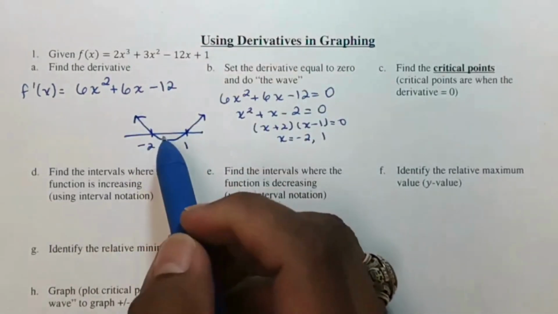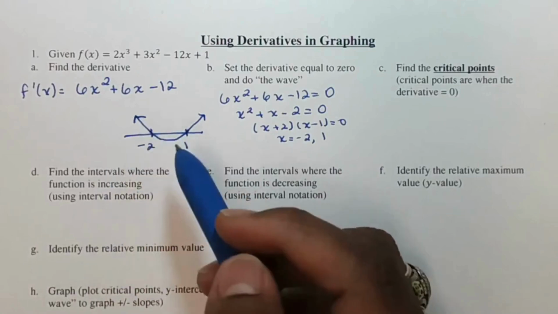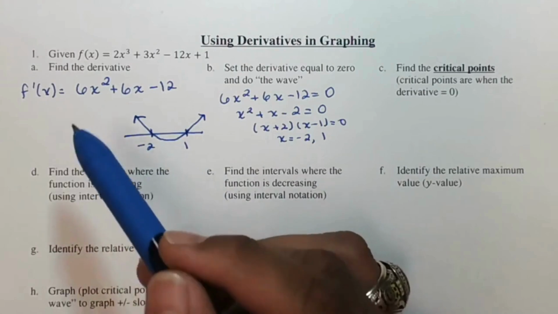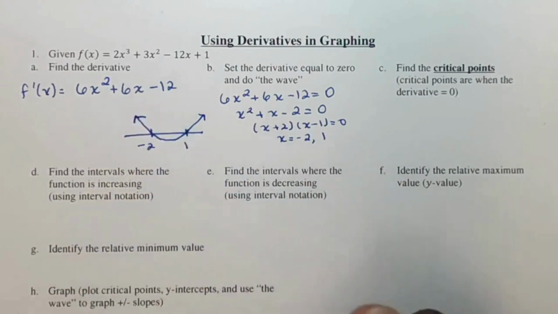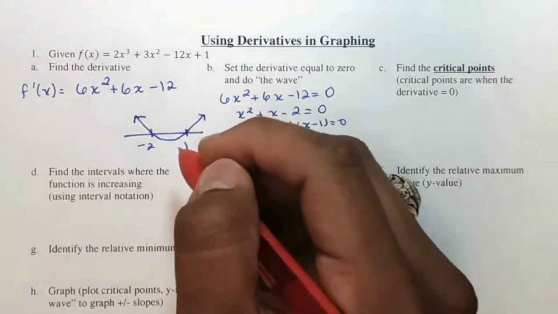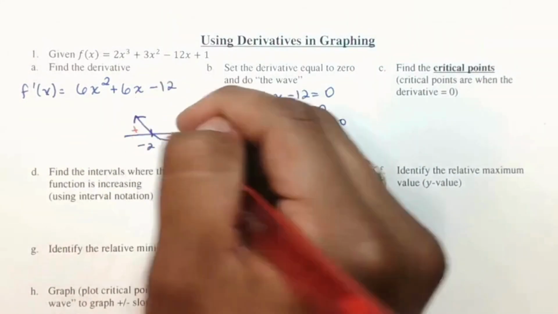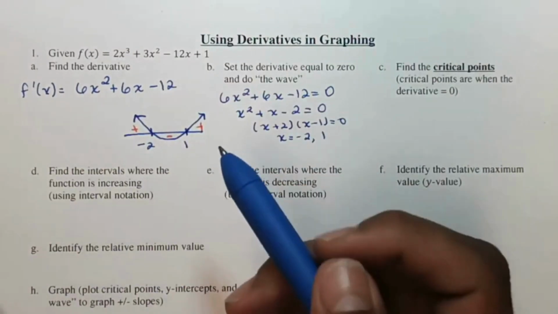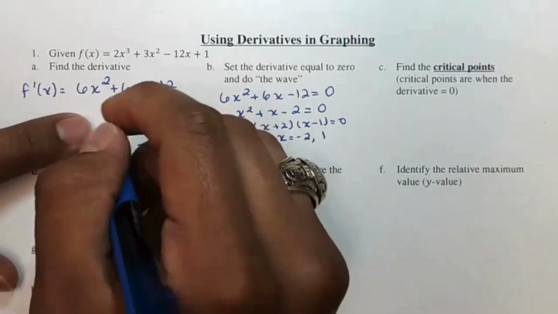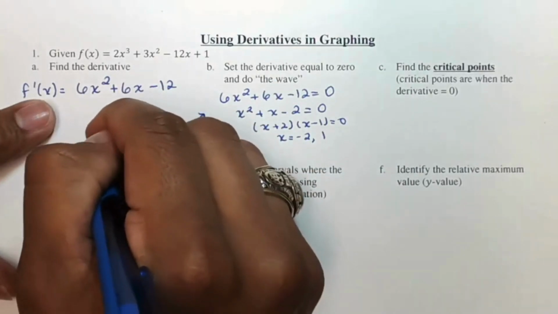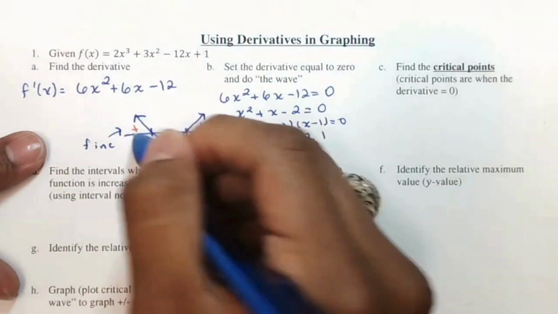Now, this is the wave for the derivative. This tells us a lot more different information than what the wave did for our function. The wave for the function tells you where your y values are positive or negative. For the derivative, it's going to tell us the slope of the function, if it's positive or if it's negative. If the slope of our tangent lines is positive, that means that our function is increasing. So our function is increasing when our derivative is positive.